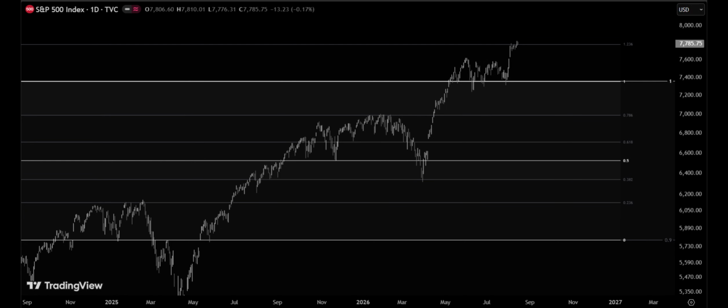Once price moves beyond 1.0, we are no longer dealing with the original range. We are dealing with an extension of that range. And this brings us directly into the next image. Image 5, the final zoom.